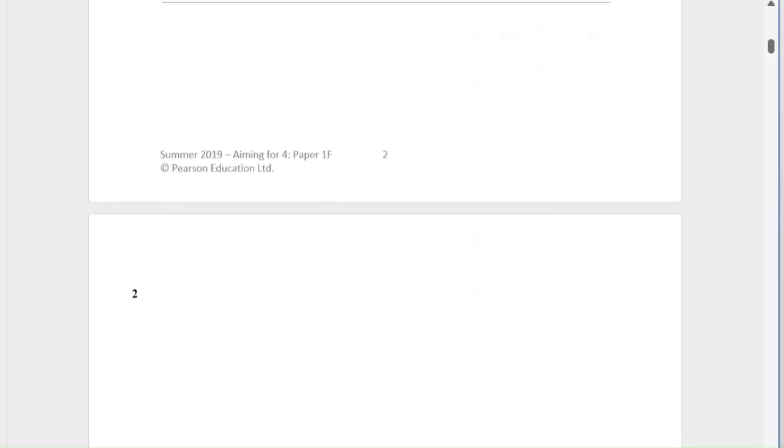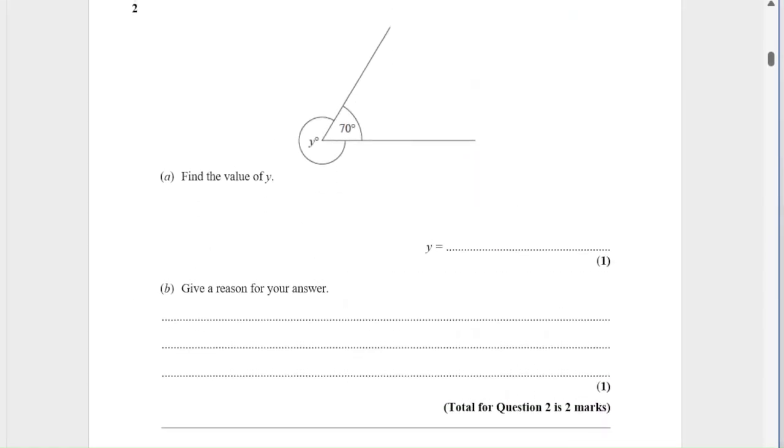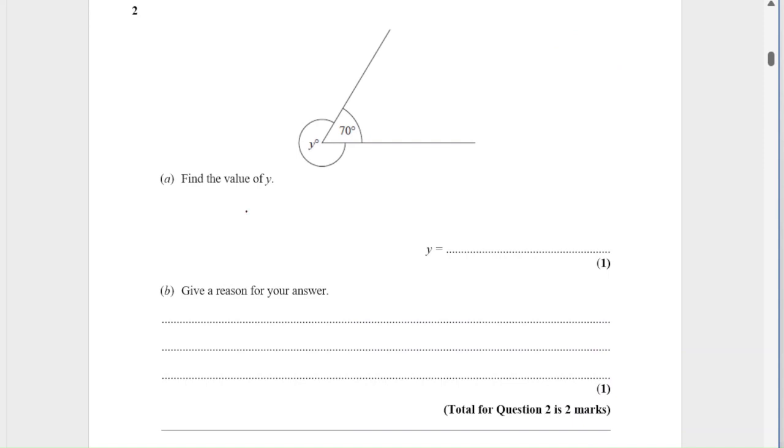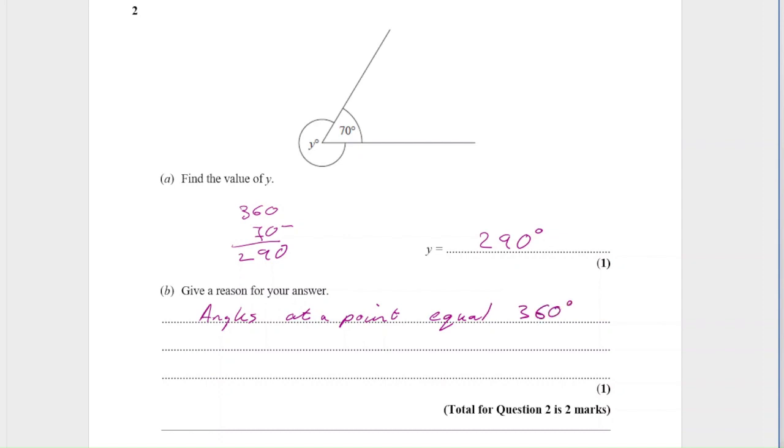Okay, question 2 then. So find the value of y. So y is going to be equal to 360 minus 70. So that's going to be 290 degrees. And part B says give a reason for your answer. And it would be angles at a point equal 360 degrees.